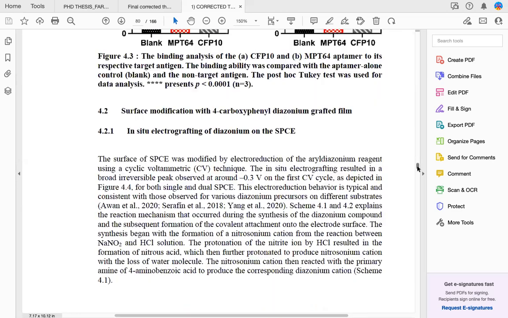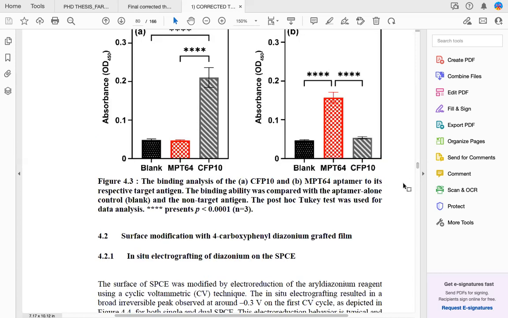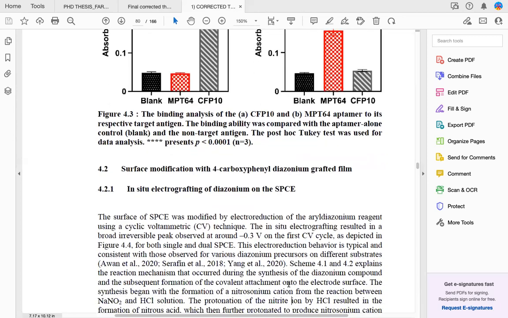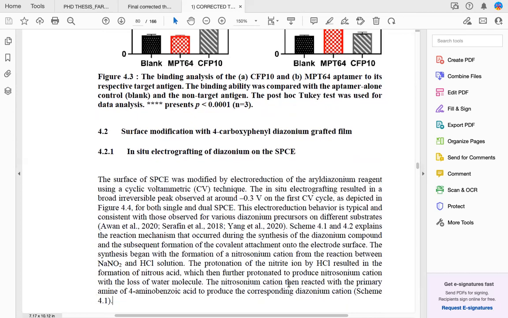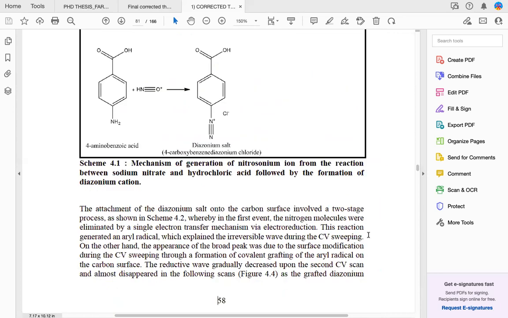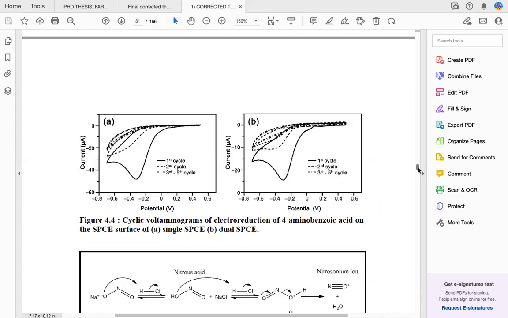Let's go to another one: surface modification. Sometimes surface modification is more relevant to all of you rather than the electrochemical. But I want you to observe this. The first one, he's talking about the electrochemical characterization. Some of you, I think, have done some electrochemical work in the lab. So there is a cyclic voltammogram.